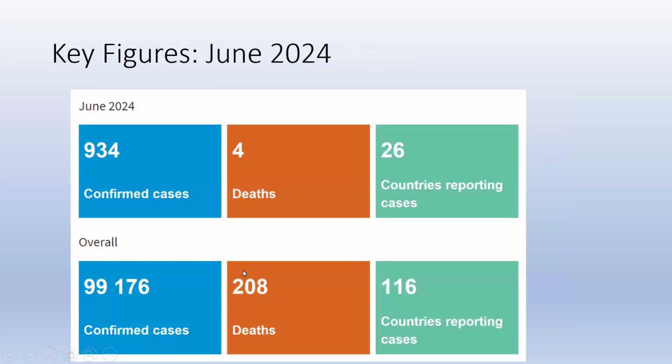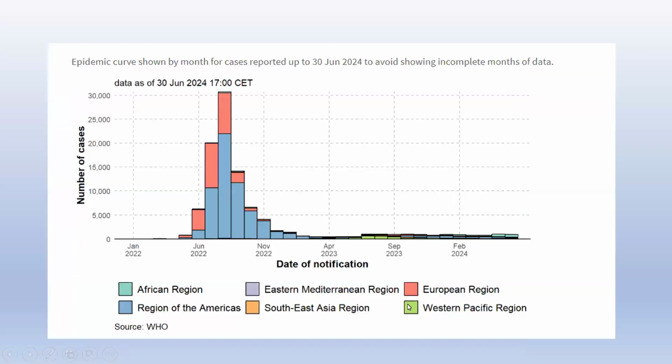Looking at where we are right now in June, so I have statistics up to June. In June, we had 934 confirmed cases, 4 deaths, and it was reported in 26 countries. Overall, we have just sort of 100,000 confirmed cases with 208 deaths in 116 countries. Looking at the epidemic curve to date, this is up to 30th of June.